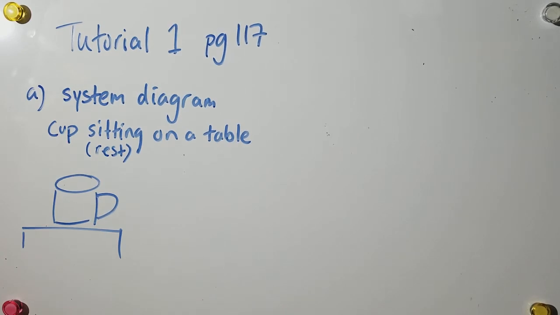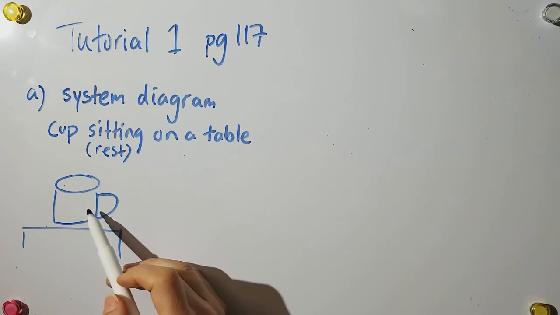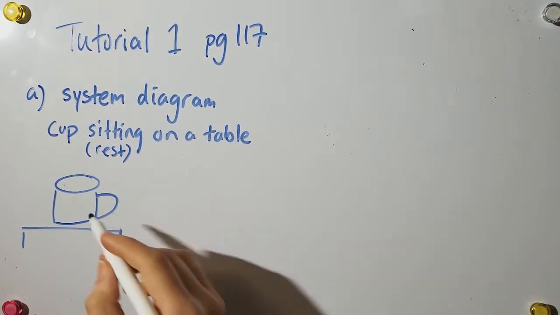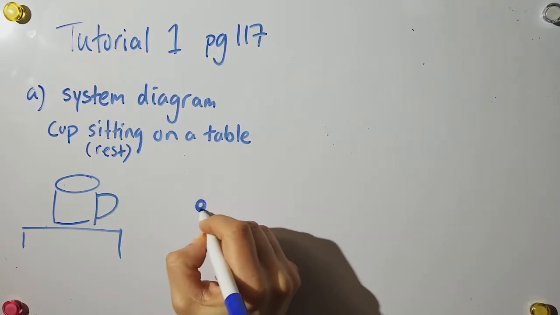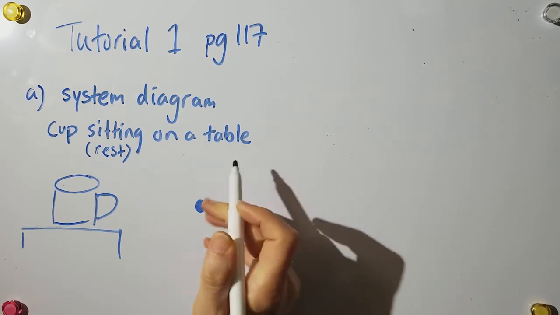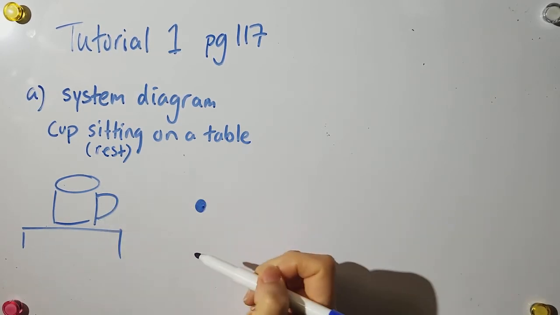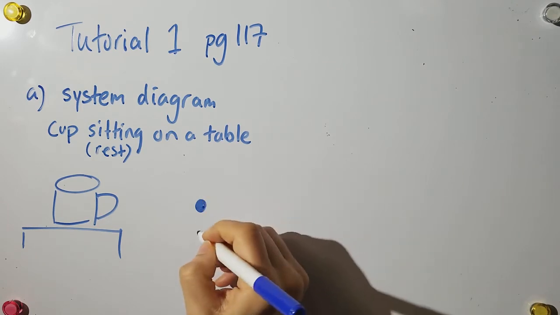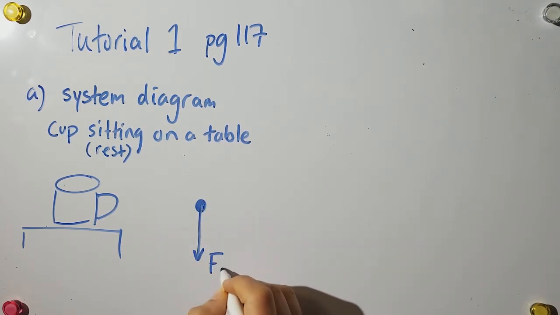But that doesn't help us solve the question. To solve these questions, we need to know all the forces acting on this object. So what do you do? You don't need to draw a mug. You need to draw a dot. This is your mug. And now we're going to indicate what are all the forces on the mug. Well, if we're on Earth, there's the force of gravity.